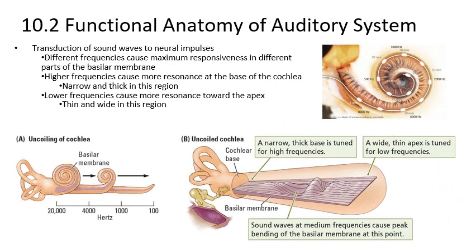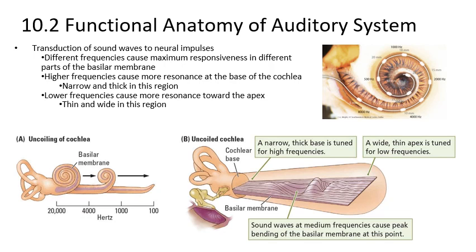Different frequencies can actually cause different responsiveness in different parts of the basilar membrane. So this is how our brain encodes different frequencies, which, if you remember, is something like pitch. So different notes or different tones, high and low notes. Higher frequencies or higher tones cause more resonance at the base of the cochlea. So you can see in the uncoiled image of the cochlea, the really highest range of what we can hear, 20,000 hertz, is at the base of the cochlea.